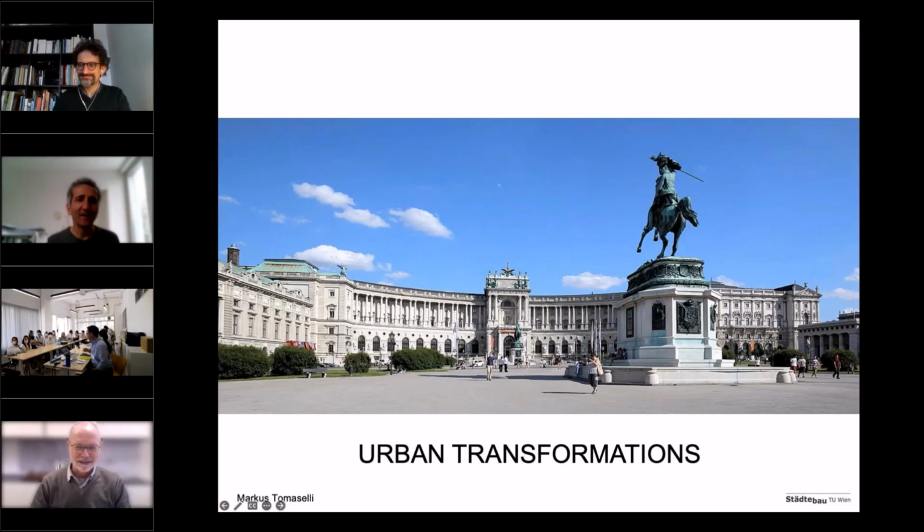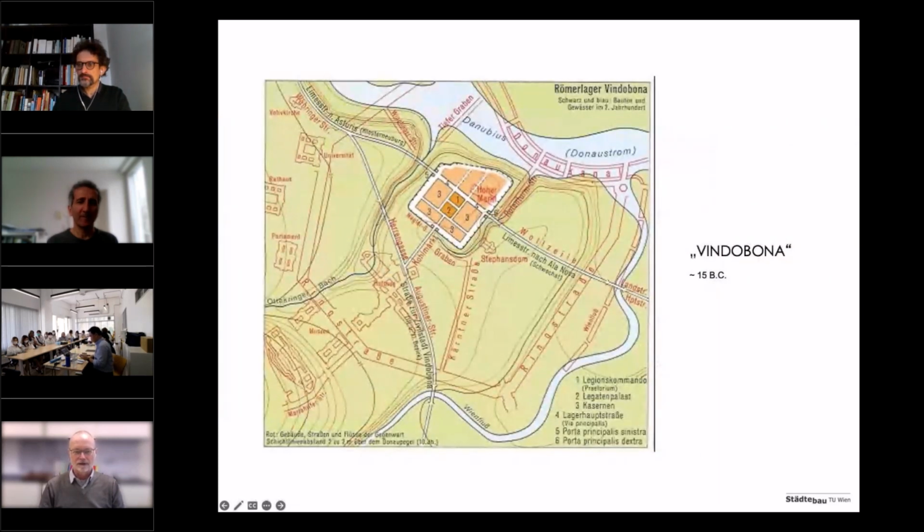So welcome to a short presentation about the urban transformations that Vienna faced in the last, let's say, centuries. I will start with the Roman Empire and the Roman fortification on the Danube River, which was somehow the core and the kernel of the urban development of Vienna.